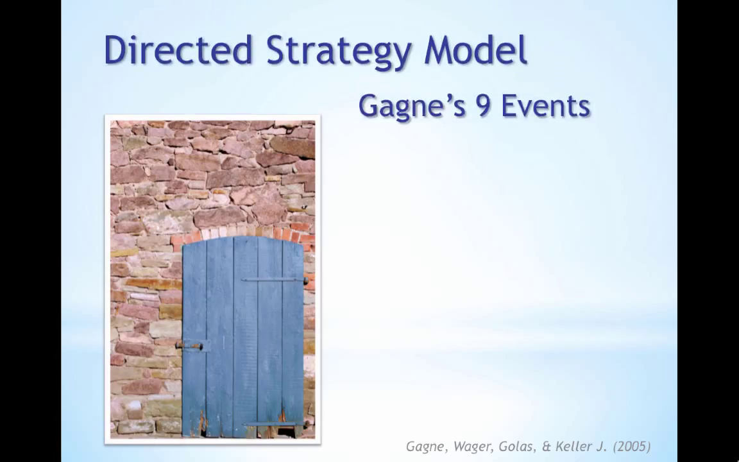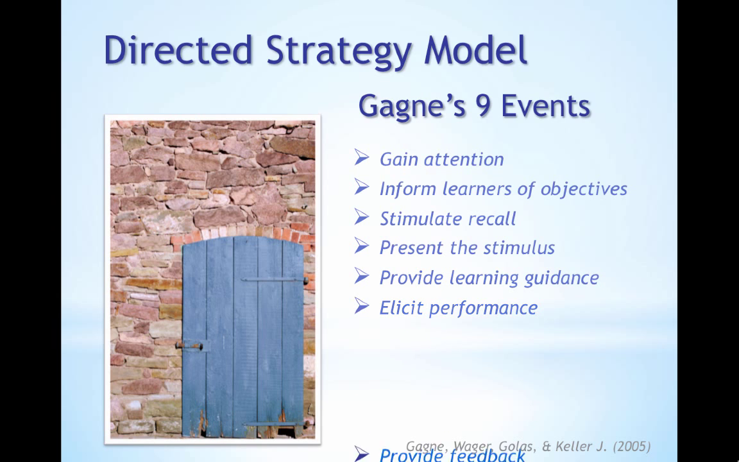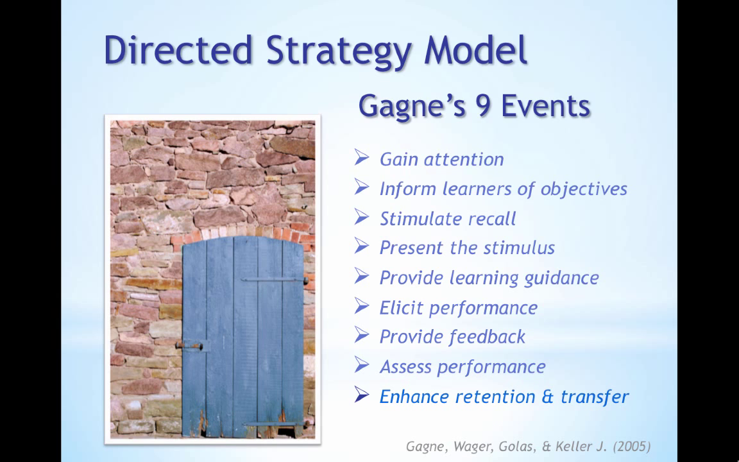Gagne's 9 events is often called a directive strategy model, but it can also be used in combination with a constructivist idea. The 9 events are gain attention, inform learners of the objectives, stimulate recall, present the stimulus, provide learning guidance, elicit performance, provide feedback, assess performance, enhance retention and transfer.